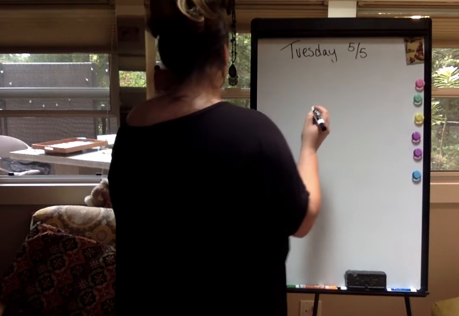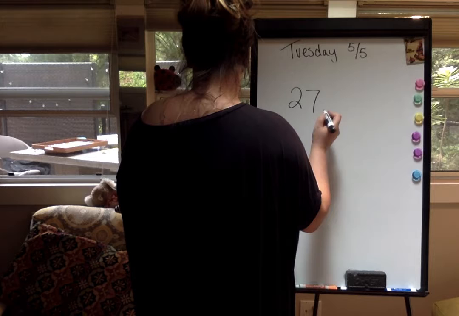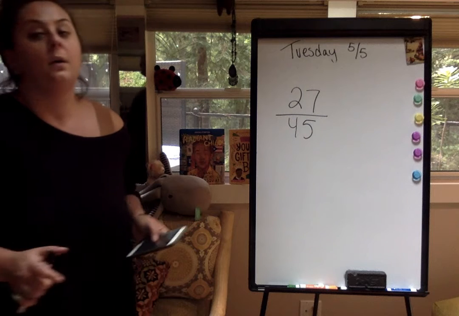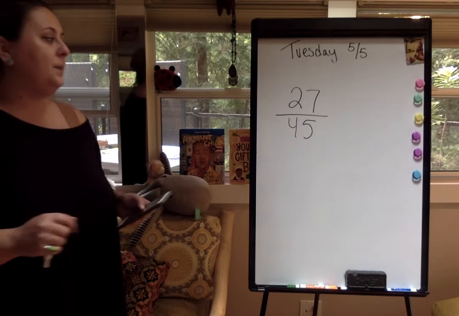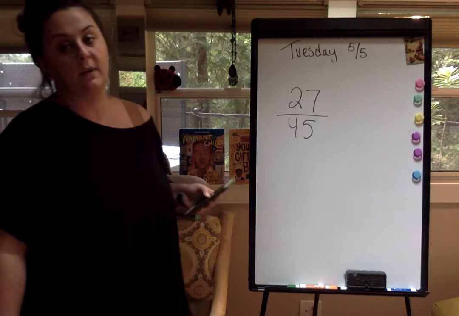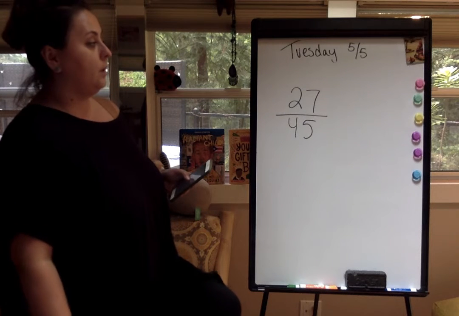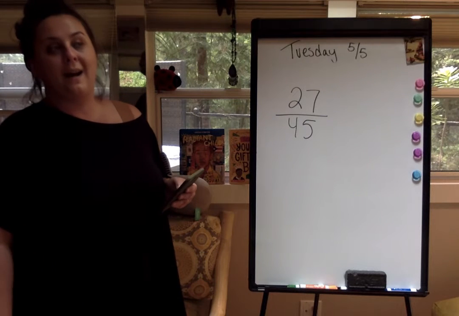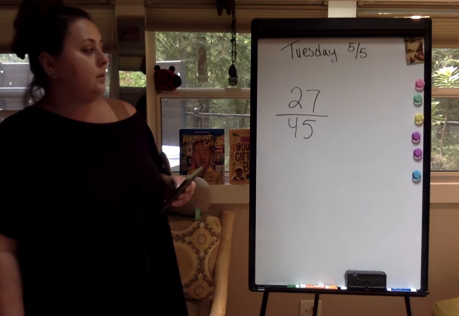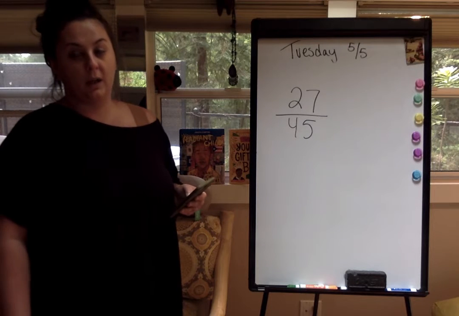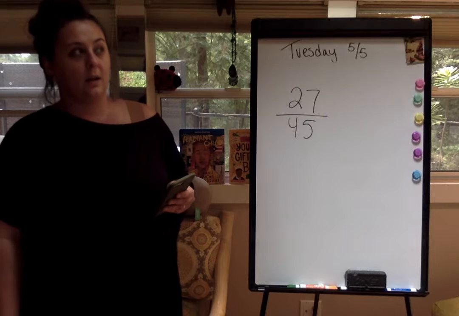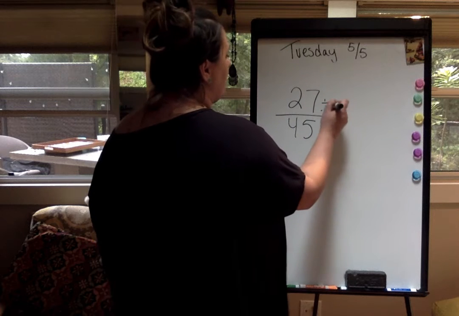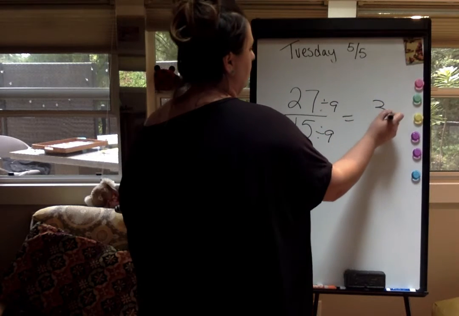Now we're going to simplify the fraction 27/45. Now you have to think to yourself, how many ways can you make a 27? I can only think, well, I can think of 2. 1 times 27, and then 9 times 3. Yeah, 9 times 3. So we divide this by 9, and we divide this by 9. We're going to get 3/5.